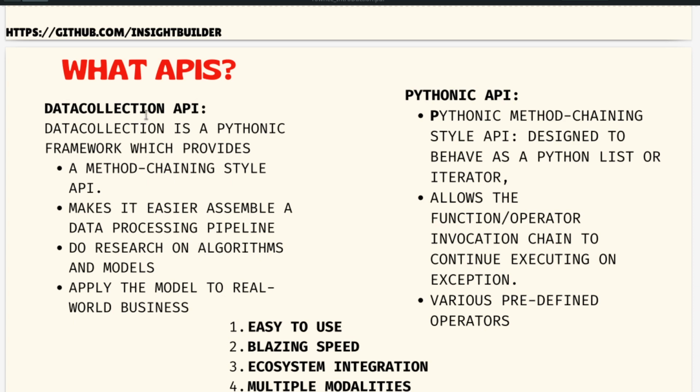Now comes data collection. Data collection is the data structure that has been introduced by Towhee. It also has method chaining capabilities. It can make assembling the data processing very easy. You can research the algorithms inside the pipeline because you can attach Python functions inside those pipelines. I will be showing you how to do that and apply the models to real world business. This makes the data collection API a really important thing that you need to understand.